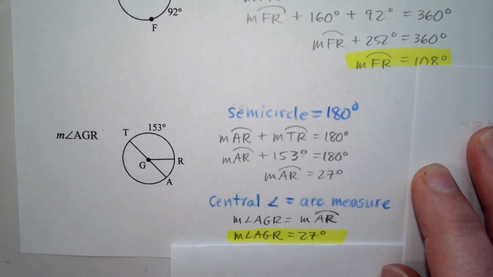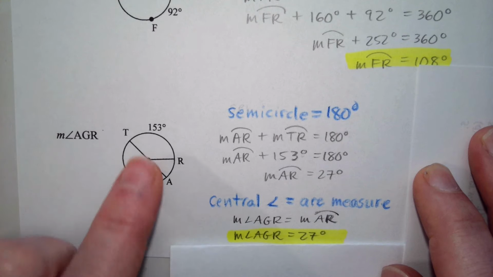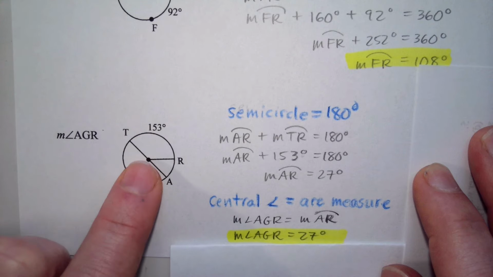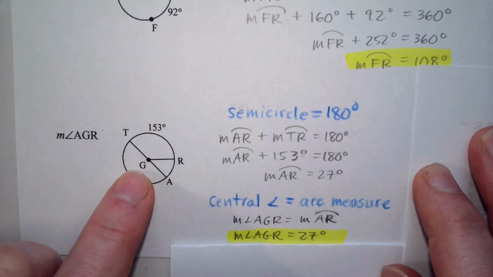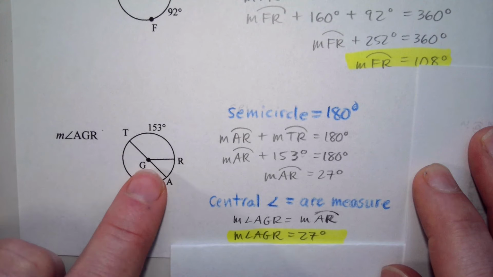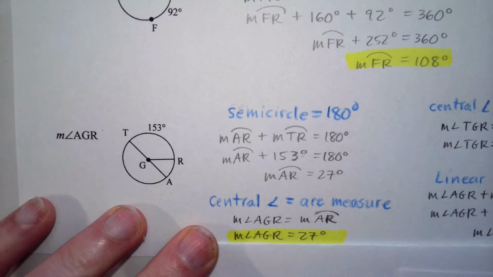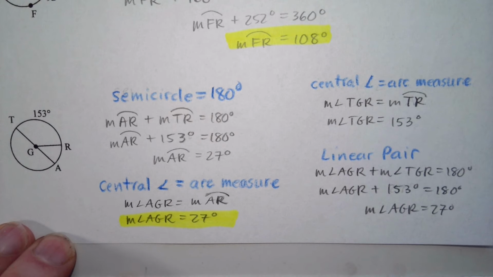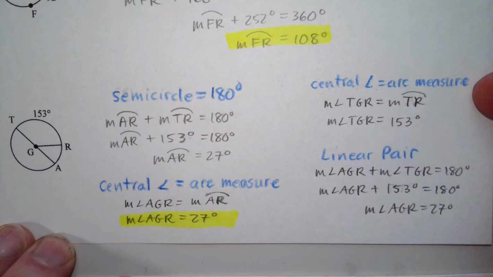Now, this wasn't the only way you could solve this. Just like in previous chapters, there are different ways you can solve as long as you justify your reasoning. A second method could have been, if TR is 153 degrees, then so is that central angle TGR. And then TGR and AGR are both angles that add up to 180, and they're a linear pair. So here's an alternate method that you could have used and gotten the same answer. I did central angle first, and then did linear pair, and then got the same answer.